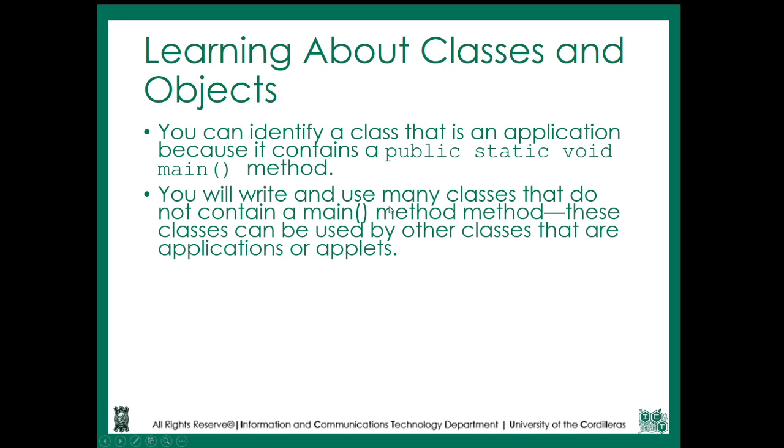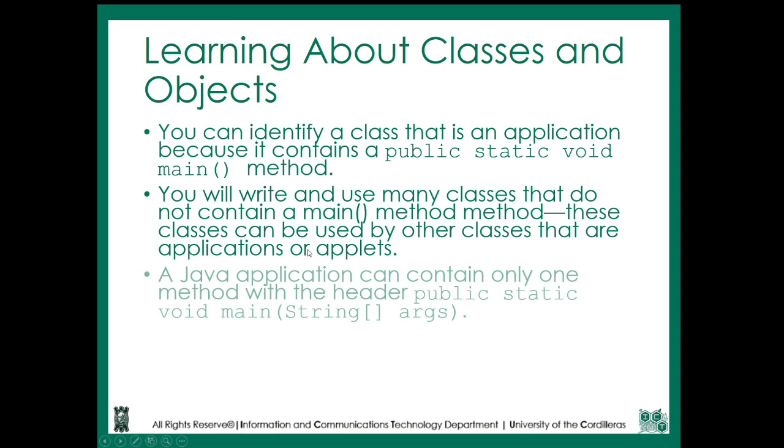You will also write and use many classes that do not contain a main method, and these classes can be used by other classes that are applications or applets. So in the long run, especially in CP11B, it really focuses on the concept of object-oriented programming, where we will be creating several classes. And imagine this, we can actually call and instantiate several objects and their attributes from the classes that we have created as well.